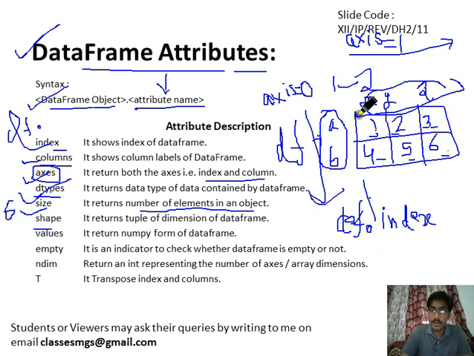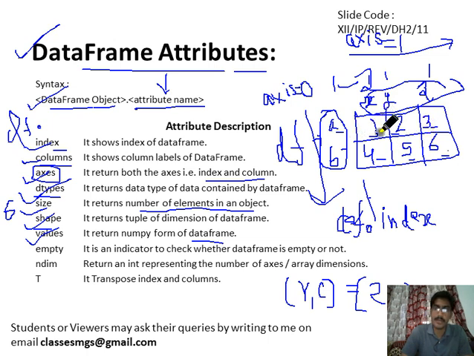Shape is the number of rows comma number of columns. So how many rows are there in the DataFrame? 1 2 rows are there, so 2 will be the number of rows. How many columns are there? 1 2 3. So what will be the shape of this DataFrame? Number of rows comma number of columns, 2 comma 3. What are the values? df dot values will return the values of the DataFrame as a numpy array. It will print 1 2 3 4 5 6 directly.